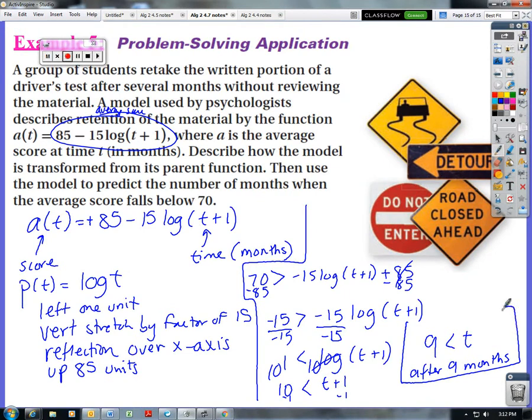Aren't those fun? Solving is always fun. I always like it. I hope you guys do too. That's it.